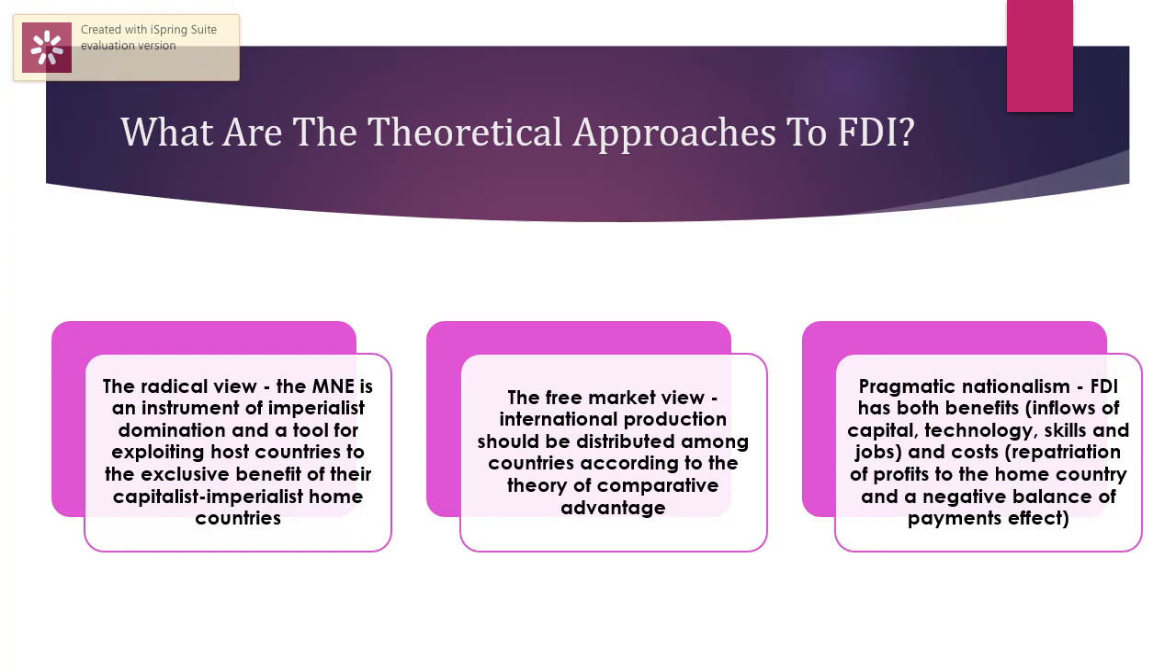The free market view argues that international production should be distributed among the countries according to the theory of comparative advantage, and the countries should specialize in the production of those goods and services that they can produce most efficiently, and therefore absolute advantage should not be created.